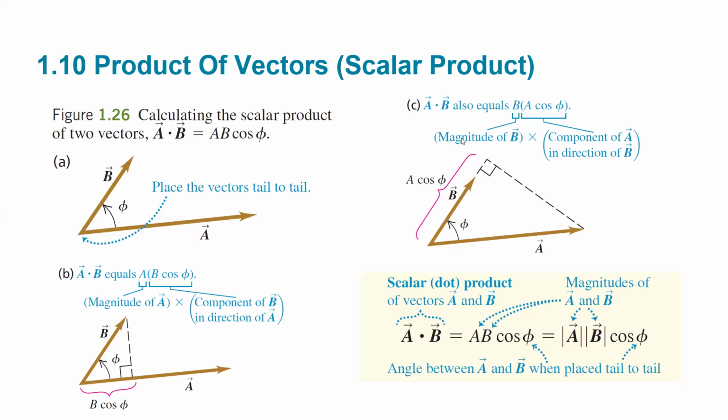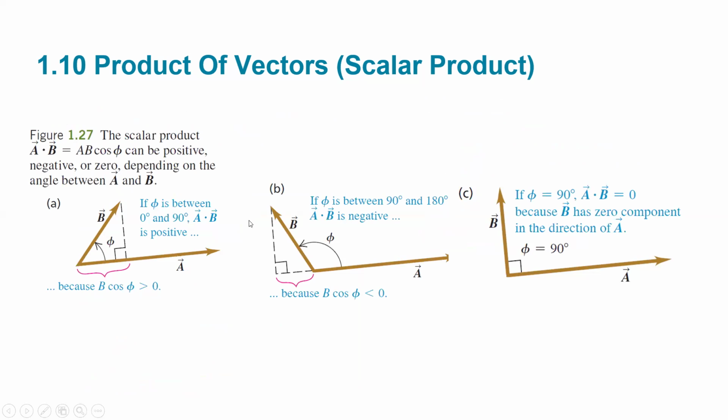You can also write this in this manner, where a dot b equals the magnitude of b times the component of a in the direction of b. So the scalar product of vectors a and b is just equal to the magnitudes of a and b times the cosine of angle phi, where phi is the angle between a and b when placed tail to tail.